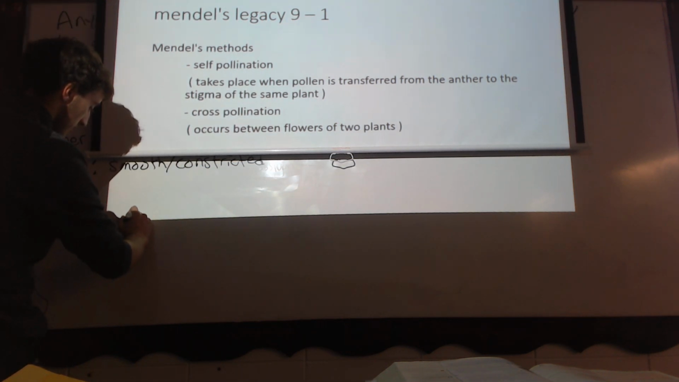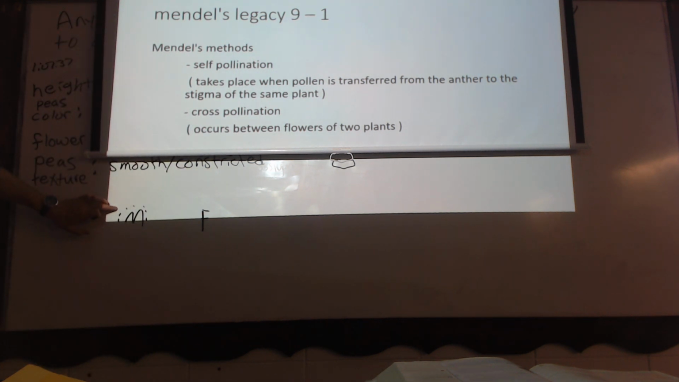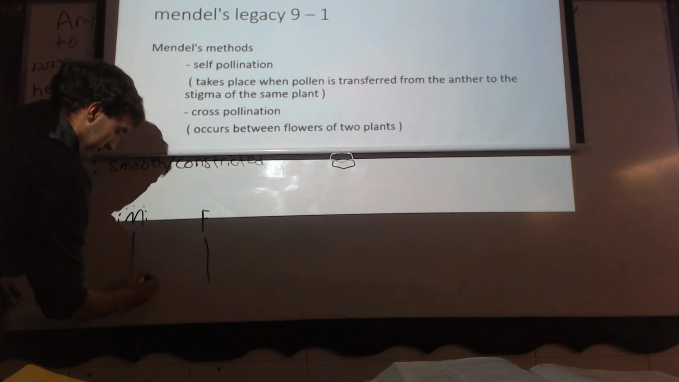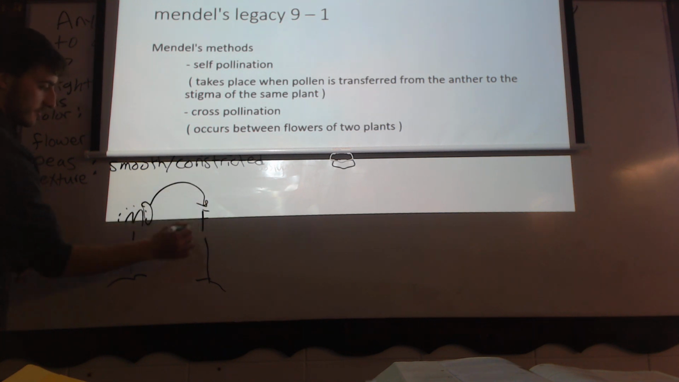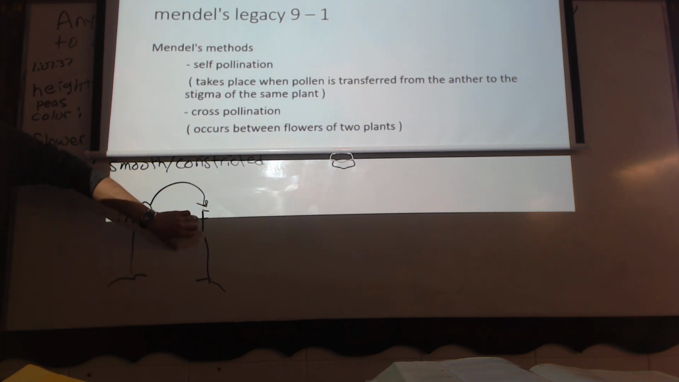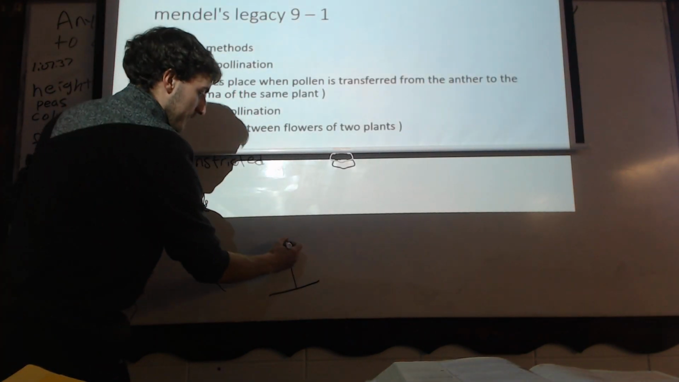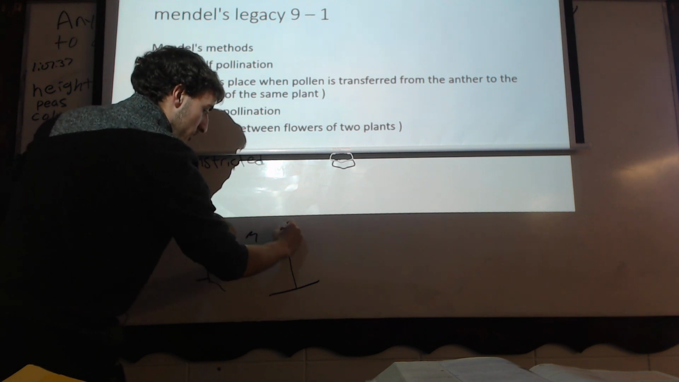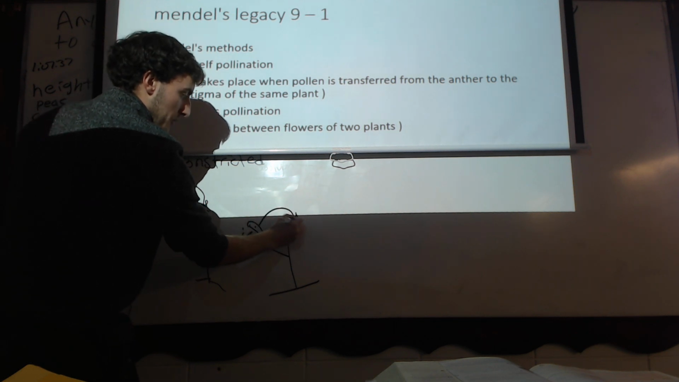I'm going to draw male and then female. So, the pollen from the male of two different plants. We're going to call these plants and then make this dirt. These are two different plants, right? And so, pollination is when you take the pollen from this plant and you place it onto the female. And then it creates offspring in the female plant. Self-pollination is when you have a plant with a male part and a female part, and you take the pollen from the male and place it on the female part of the same plant.